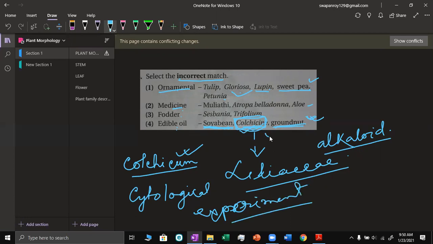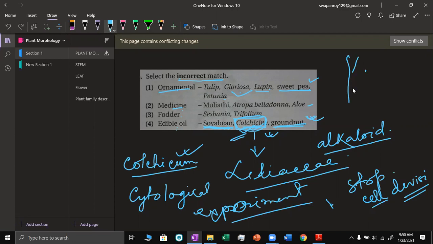This one can stop cell division, particularly during the cell division when the chromosomes divide, no, chromatids. They form from the chromosome to chromatids. During anaphase, this chromatid separates and goes to the opposite pole.